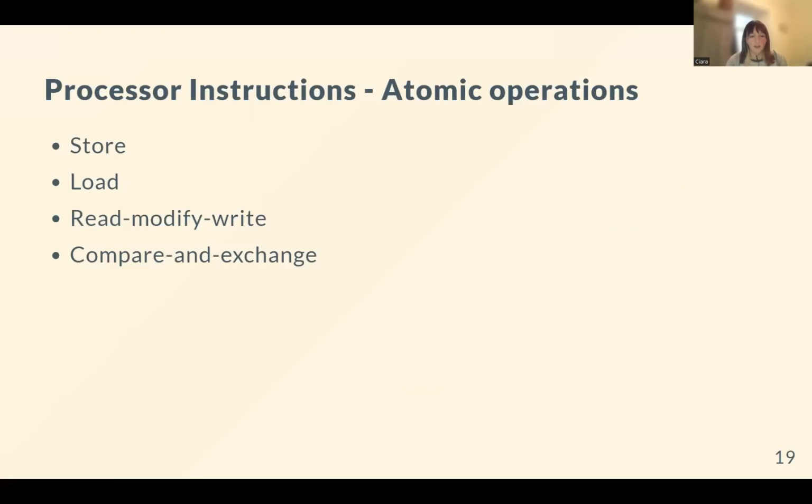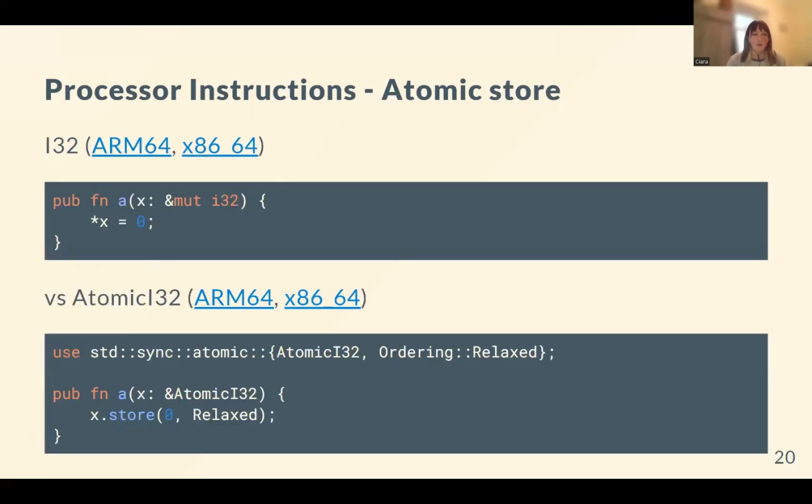So the atomic operations you can think of are going to be store, load, read-modify-write, and compare and exchange. Now, within Rust, there are different atomic operations available on different types that you can see, but they all kind of boil down to these four.